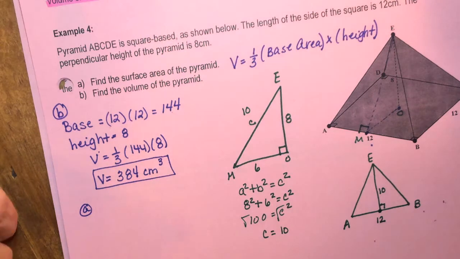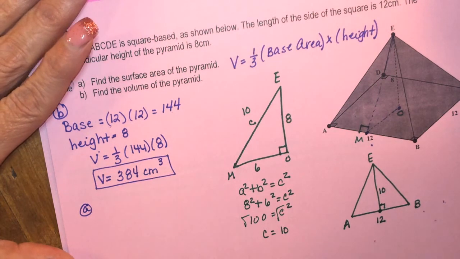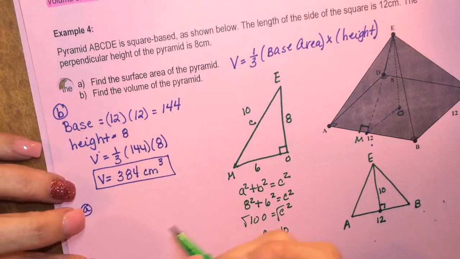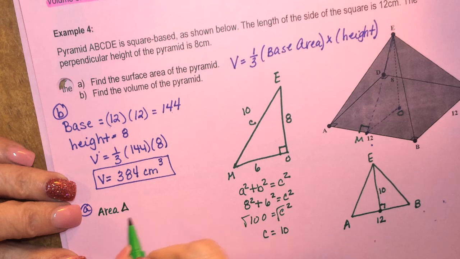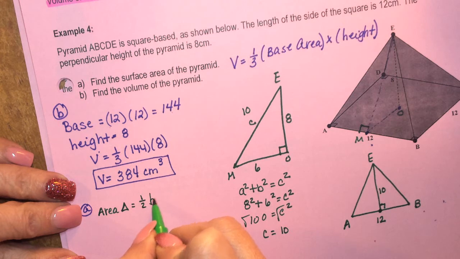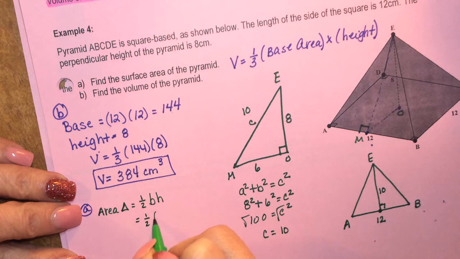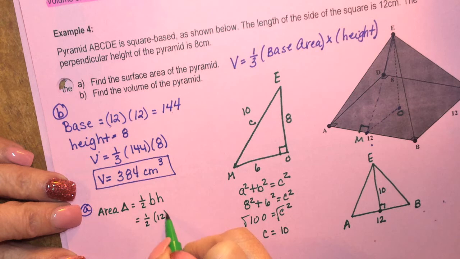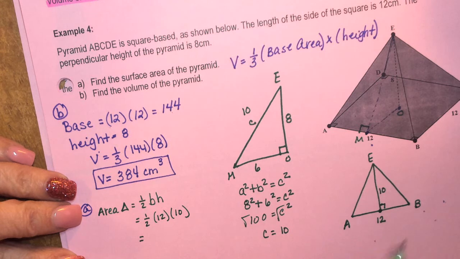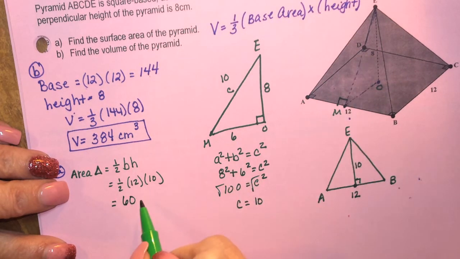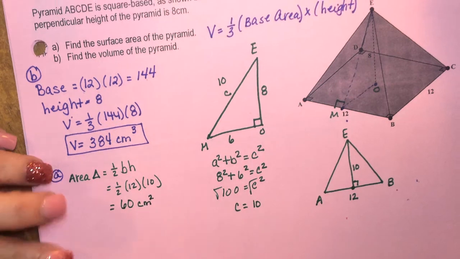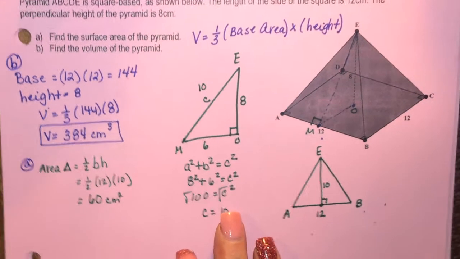So area equals 1/2 base times height, right? So I'm going to go back over here. I'll do this in green still. The area of the triangle AEB, or however you want to write it, is 1/2 base times height, which is 1/2 the base, which is 12, times the height, which is 10. 12 times 10 is 120. Half of 120 is 60. And it's centimeters squared, right? Okay. Sorry, that's so crooked. I didn't catch that.